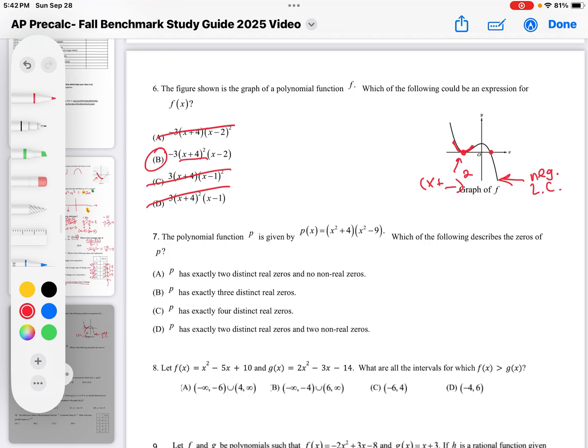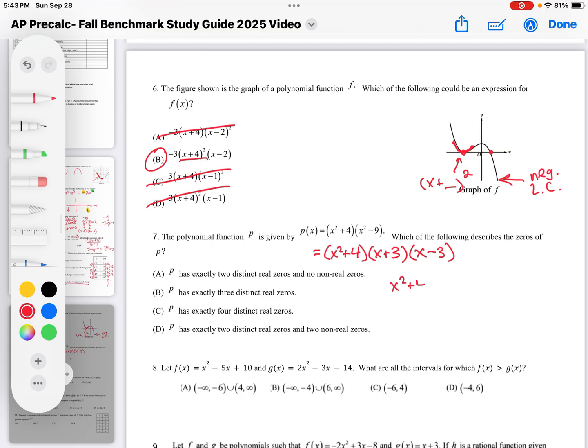All right, for the next one, polynomial has this function, p of x equals x squared plus 4 times x squared minus 9. Which of the following describes the zeros of p? Well, I'm going to factor this again. X squared plus 4 doesn't factor, but x squared minus 9 factors as x plus 3 and x minus 3. And since x squared plus 4 doesn't factor, then what we do is we set these equal to 0.